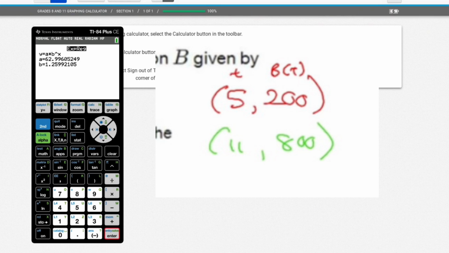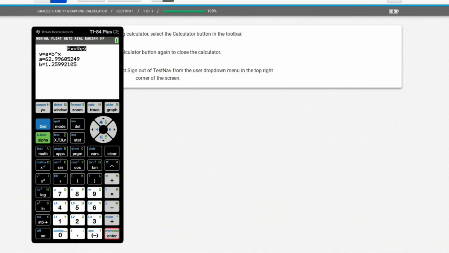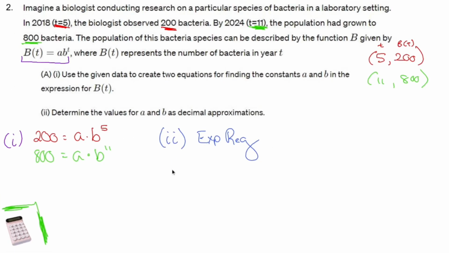I'm going to go back and use that information to come up with my equation. We ended up with y equals blah, blah, blah to the x. I'm not going to write out y equals, I'm going to write out B of T equals 62.996 times 1.260 to the T power.